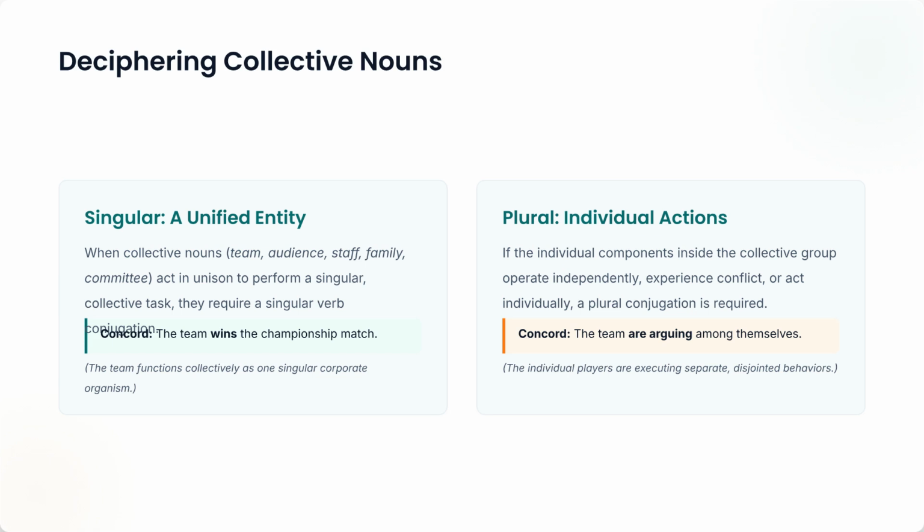Collective nouns can be singular or plural. If the group acts as a single entity, use a singular verb, as in, the team wins the championship match. If members act individually, use a plural verb, such as, the team are arguing among themselves.